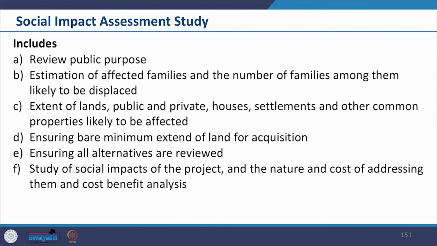As per the Act, the SIA, the social impact assessment study, will include assessment of whether the proposed acquisition serves public purpose or not, estimation of the affected families, extent of land, public and private houses, settlements and other common properties which are affected, and whether the extent of land proposed for acquisition is the absolute bare minimum extent. So, one should not take too much land. It will also consider whether an alternate place has been considered. So, alternatives have been considered or not, and a study of the social impact of the project, its nature and cost and so on.